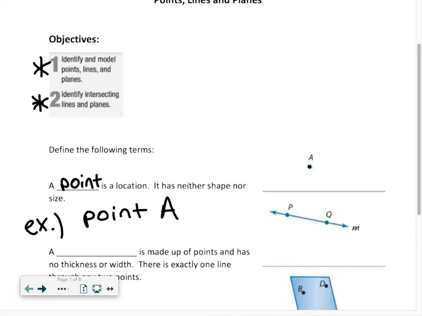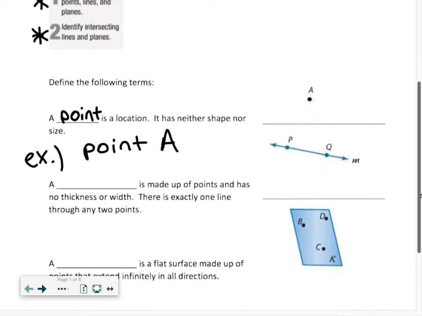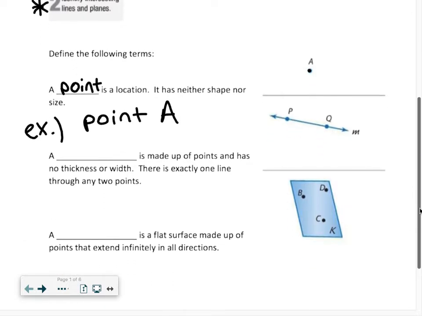Okay. A line, this next definition is a line, and you guys have seen lines before in Algebra 1. A line is made up of points. Okay, it has no thickness or width, and there is exactly one line through any 2 points.